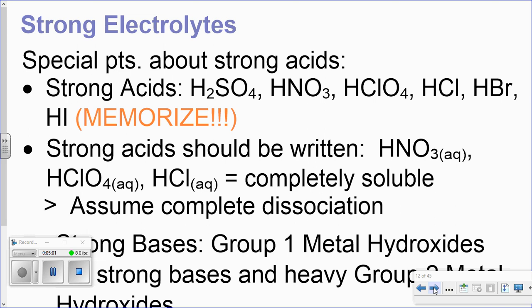Okay, completely dissociate to form ions. So how do we write these? Pay attention to this. Bullet point here: strong acids should be written as HNO3 aqueous. Why aq? Because they completely ionize.